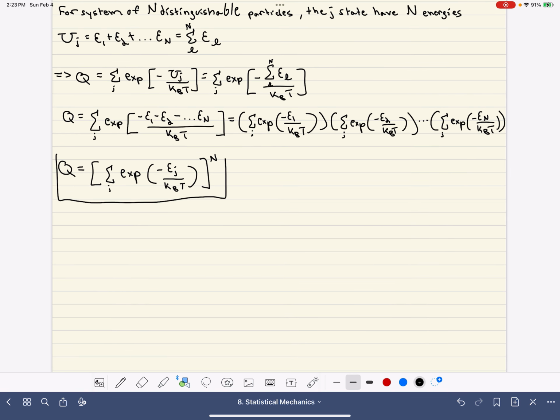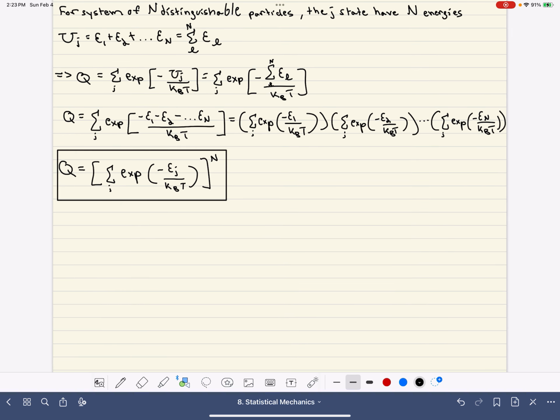And so this partition function, this form of it, is actually identical to the partition function we first derived back in Module 5.